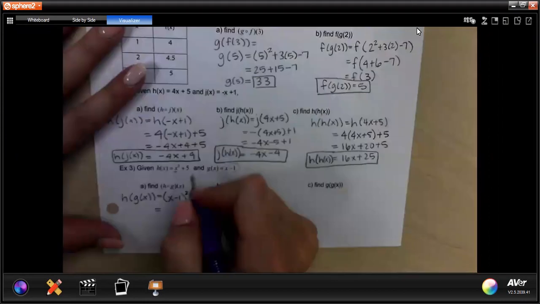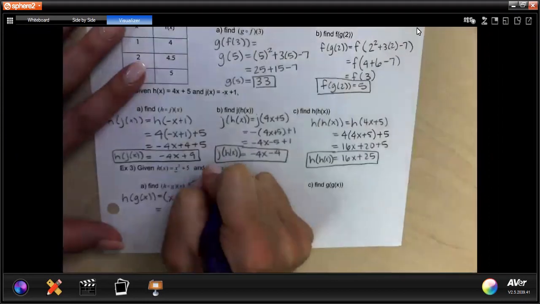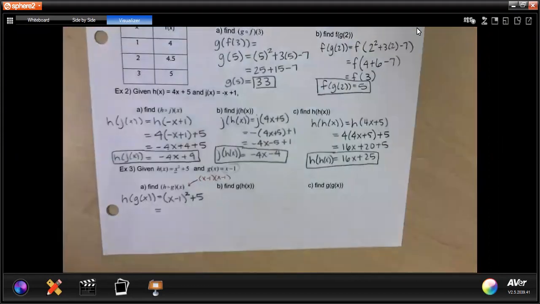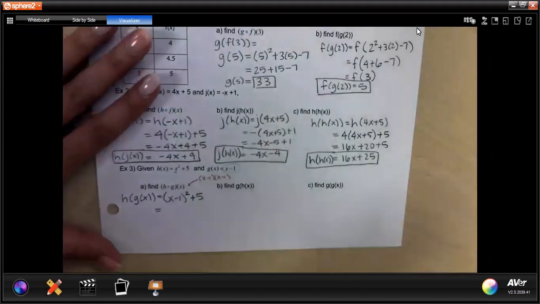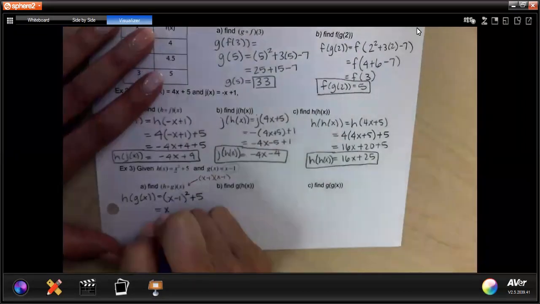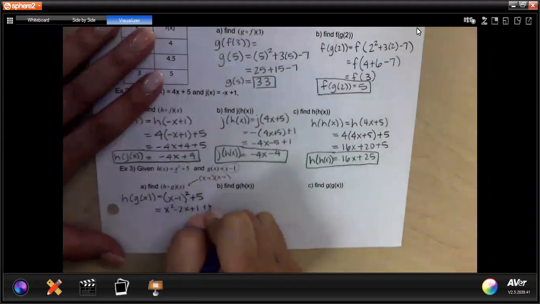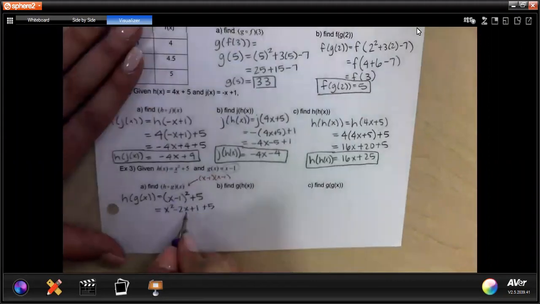So I'll just write this out here in another color. That is x minus 1 times x minus 1. So don't mess that up, because then you'll miss that middle piece. So when we FOIL x minus 1 squared, we get x squared minus 2x plus 1, plus the 5. You will miss out on this middle term if you don't FOIL that out.